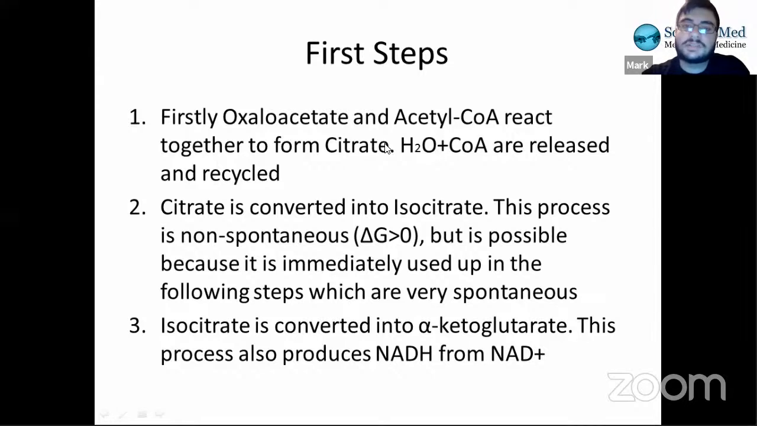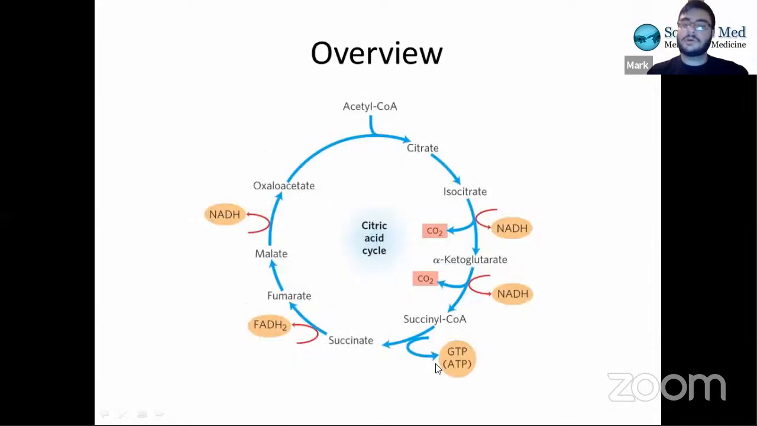Firstly, oxaloacetate and acetyl-CoA react together to form citrate. You need both of these together, and you release H2O and coenzyme A. You then recycle coenzyme A, because it's not efficient to make it every time you go through the Krebs cycle by converting pyruvate to acetyl-CoA. So we recycle it; it's not used up in this. Notice that oxaloacetate is the final product, but it's also the first reactant, because it's a cycle. Without oxaloacetate, acetyl-CoA can't do anything, and until you put in acetyl-CoA from the pyruvate dehydrogenase step, this oxaloacetate will never react. So you need both together.